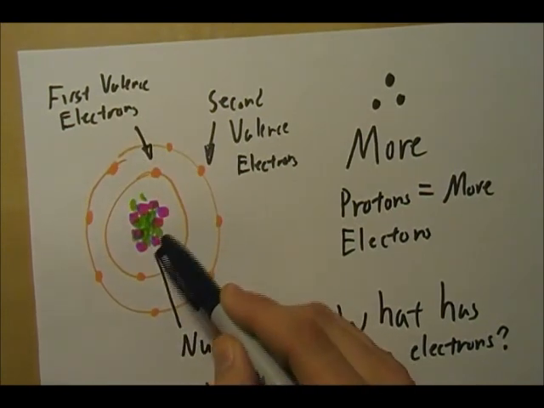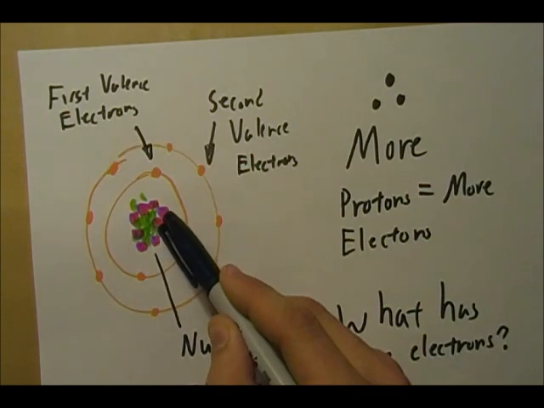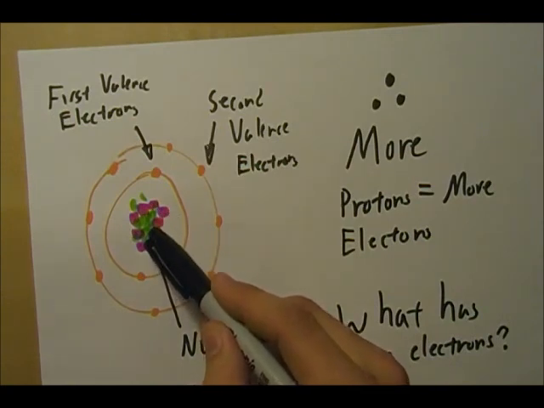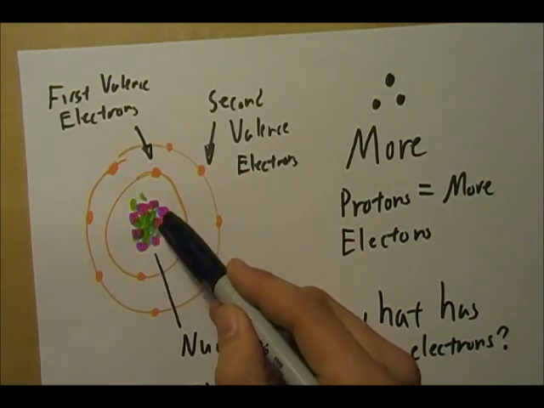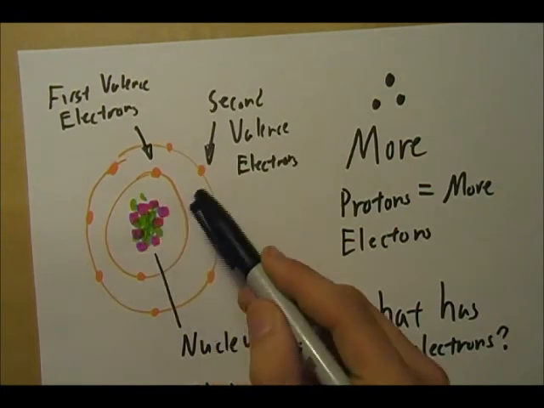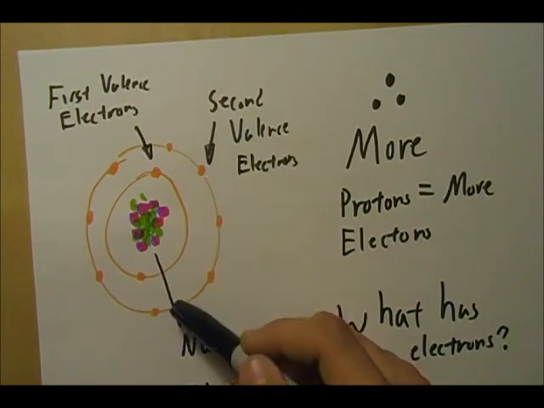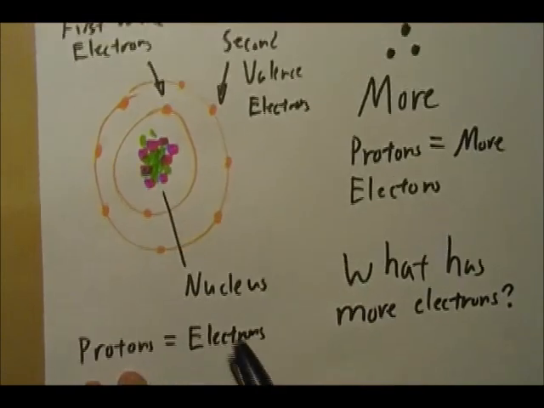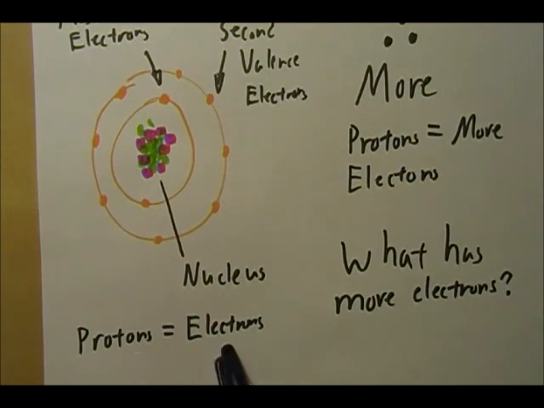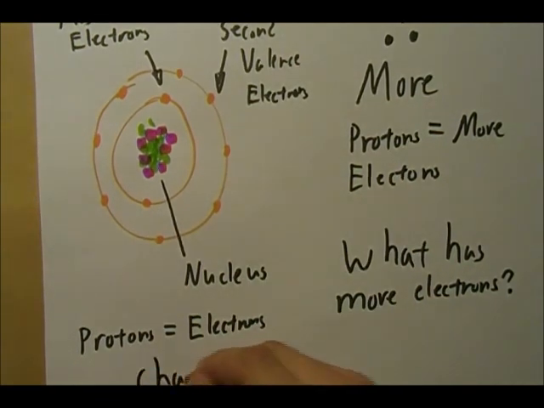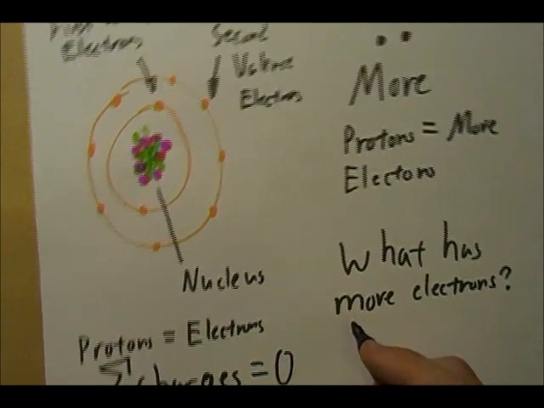There's the nucleus, which has protons and neutrons. Protons have a positive charge. Neutrons are neutral and have no charge, and electrons have a negative charge. In an atom, you will have the same number of protons and electrons because atoms want the sum of all of their charges to equal 0.